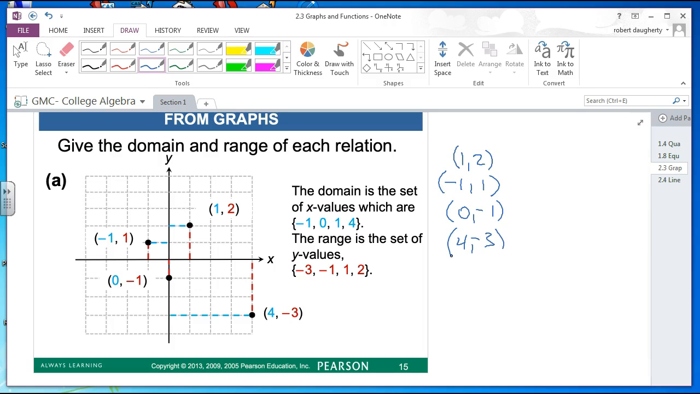What is the domain? The domain is the set of all x values. 1, negative 1, 0, and 4. The range is the set of all the y values. Looks like 2, 1, negative 1, negative 3. So here's the range, and here's the domain.